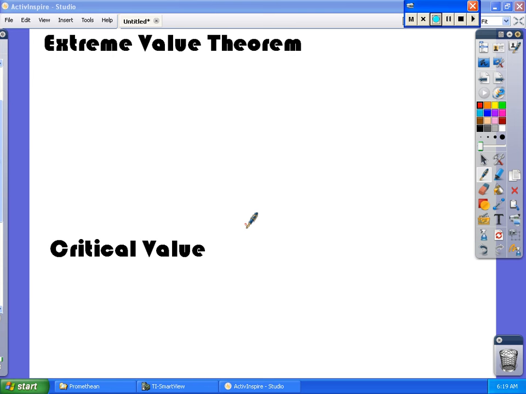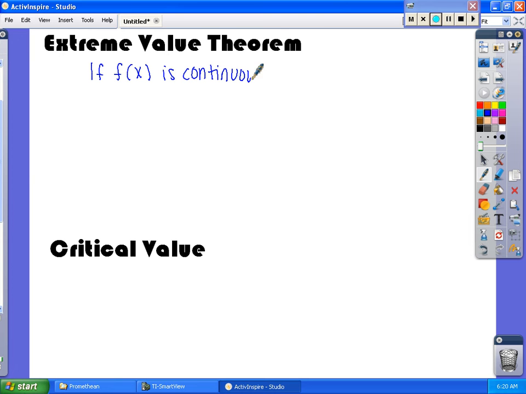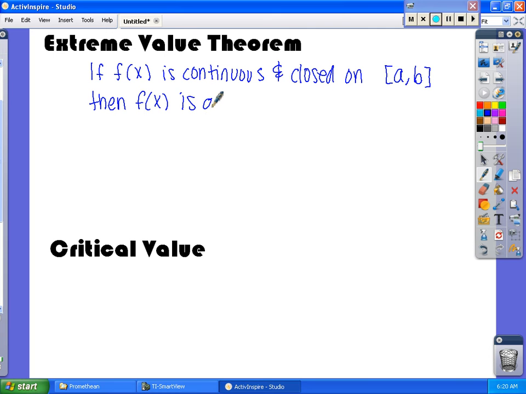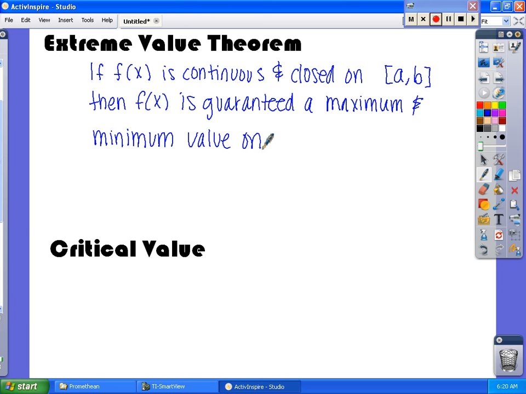So today we're looking at the extreme value theorem. Let me start off by writing out the theorem for us. If f of x is continuous and closed on a to b, so some interval, then f of x is guaranteed a maximum and minimum value on the interval a to b. And that is an "and", you get both.